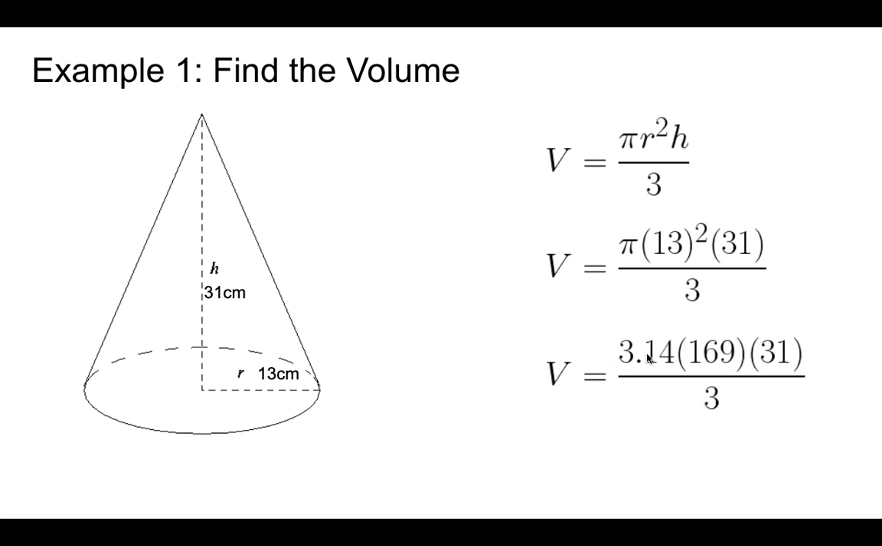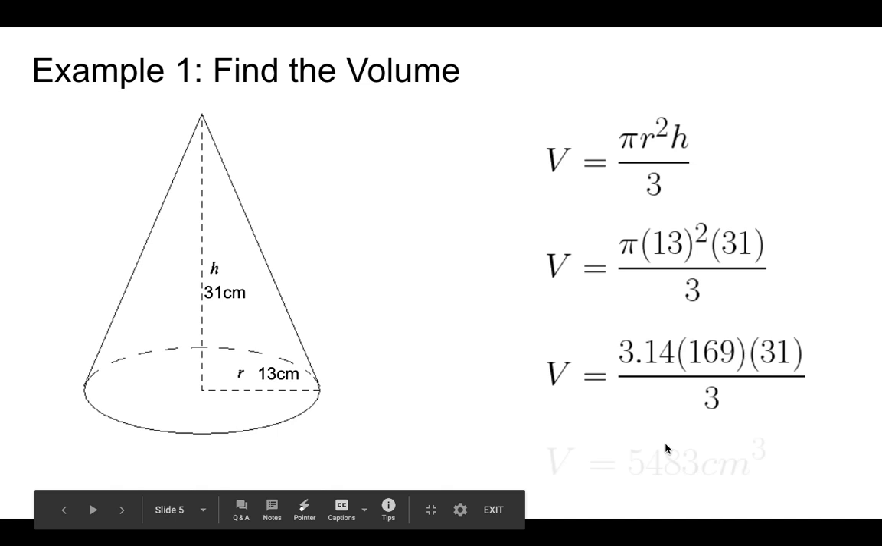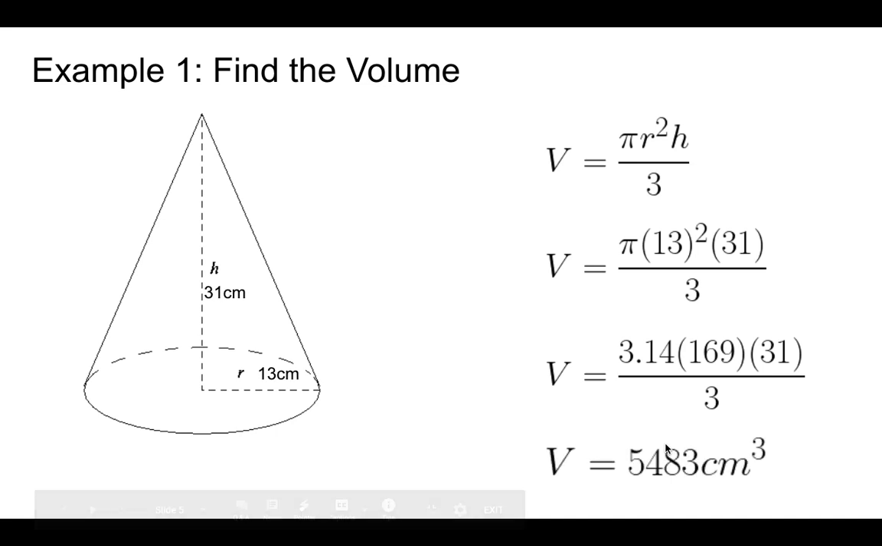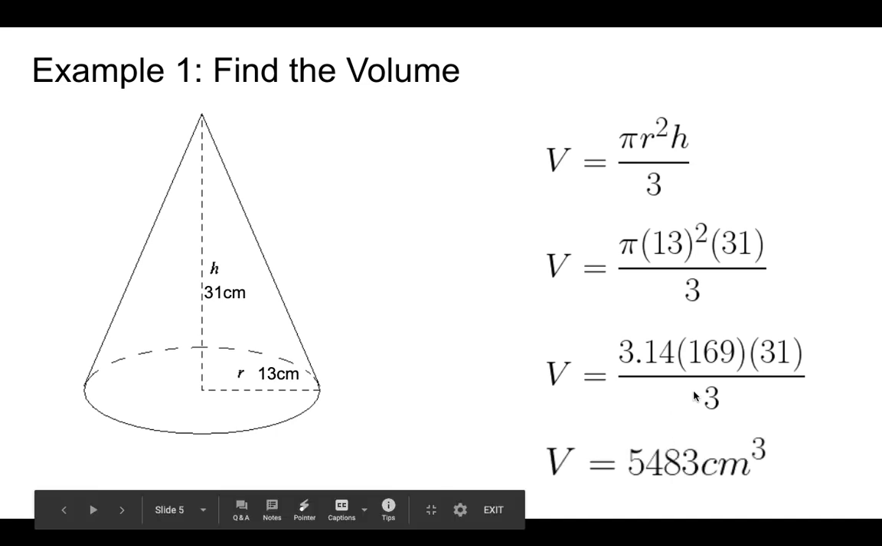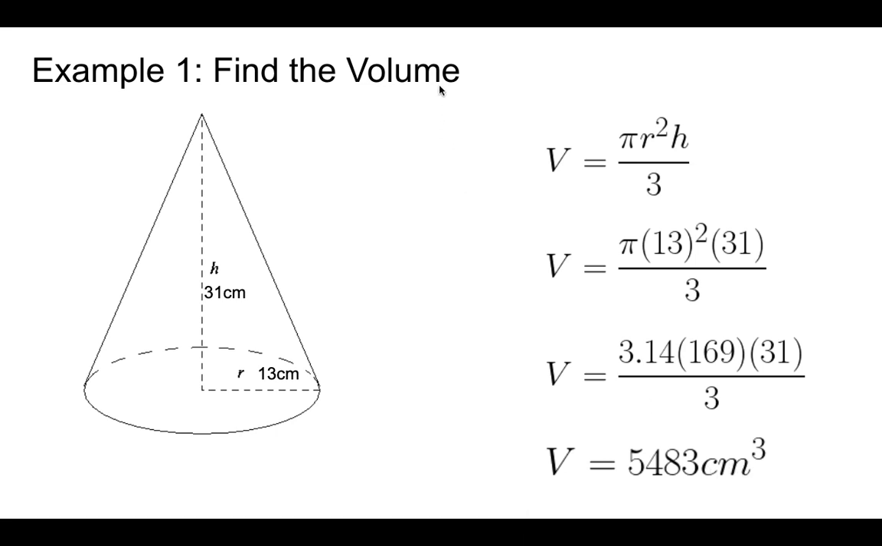So now you're going to plug these numbers into your calculator. 3.14 times 169 times 31 divided by 3. And you should get 5,483 centimeters cubed. Remember, we always have a cubed on our measurement here if we're doing volume because we're involving three dimensions. Two dimensions here and another dimension from h.